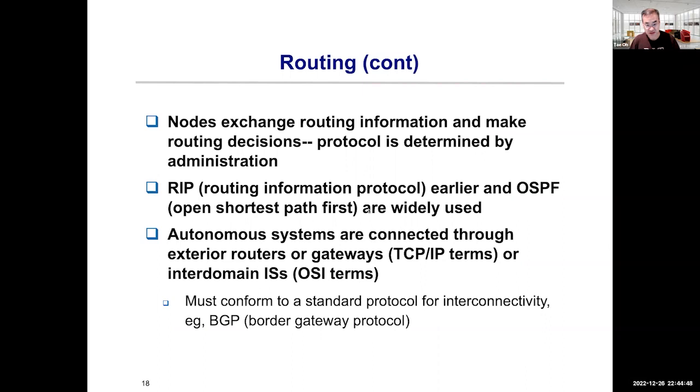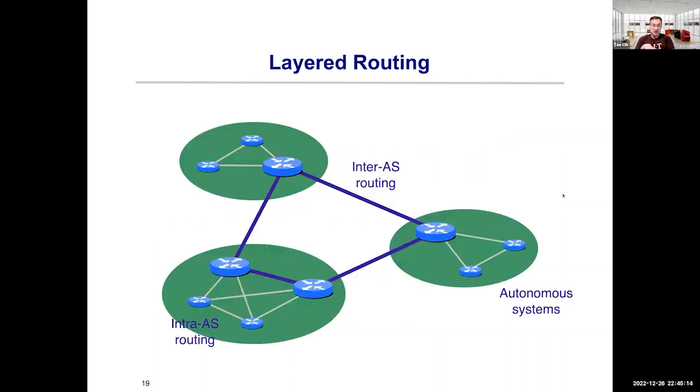Okay. And between the autonomous systems, their communication is based upon the Border Gateway Protocol. It's not OSPF. Yeah, OSPF is more for intra-domain routing, but BGP is more for communication between autonomous systems, the Border Gateway Protocol. Okay, so here's an example of it. Let's take a look at the layered routing.